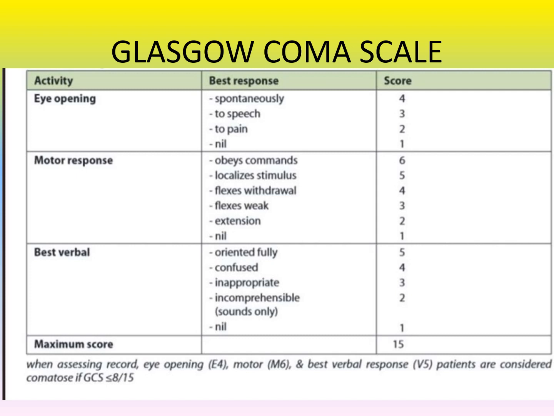And the motor response: obeys command 6 score, localizes stimulus 5, flexor withdrawal 4, and abnormal flexion, that is 3, extension 2, and no response 1. And for best verbal response: orientation 5, and confused conversation 4, inappropriate words 3, incomprehensible sound 2, and no response 1. So the total score is 15 and the least score is 3; for altered level of consciousness, the score will be less than 7.